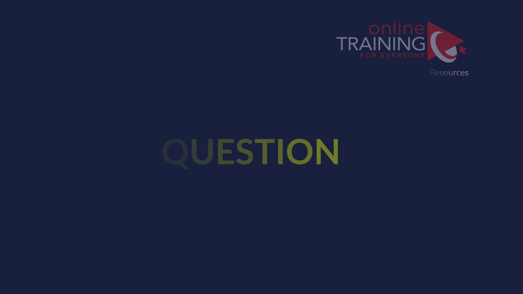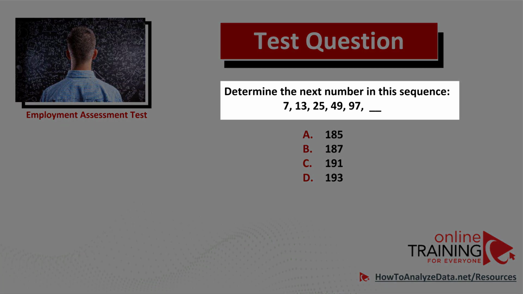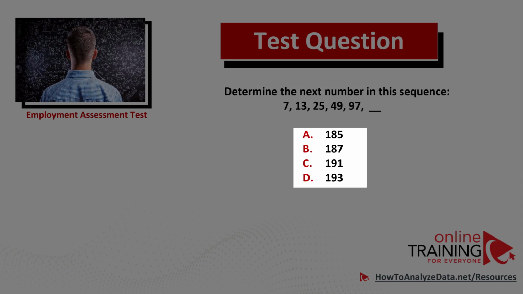Pattern questions are typically the trickiest in the tests. They typically require you to develop a formula to understand the next number in the sequence. We're looking at exactly this type of question. Determine the next number in this sequence. You have a sequence of 5 numbers and you need to determine number 6 in the sequence. Let's look at them. 7, 13, 25, 49, 97, and then you need to determine number 6 out of 4 possible choices. Choice A, 185, choice B, 187, choice C, 191, and choice D, 193.